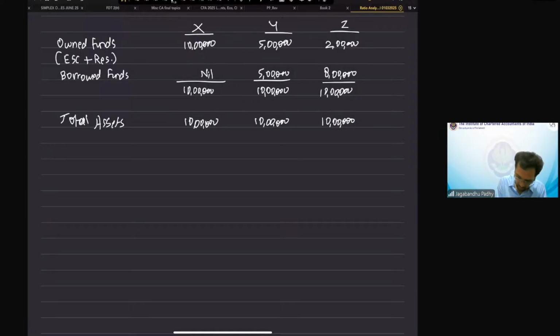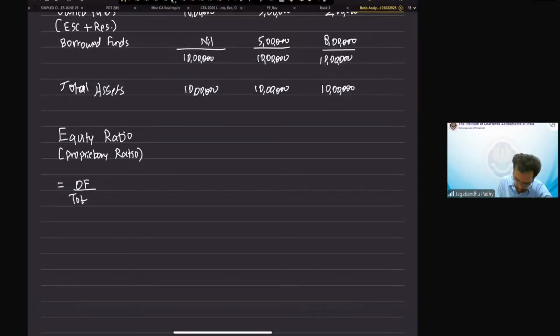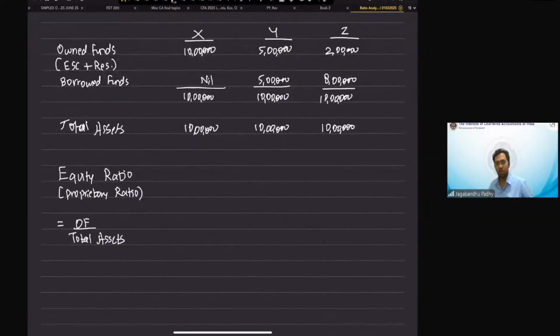So the first ratio that we're computing is the equity ratio. Right? The equity ratio is also said to be the proprietary ratio. This proprietary ratio is calculated as the amount of owned funds upon total assets. Owned funds upon total assets.